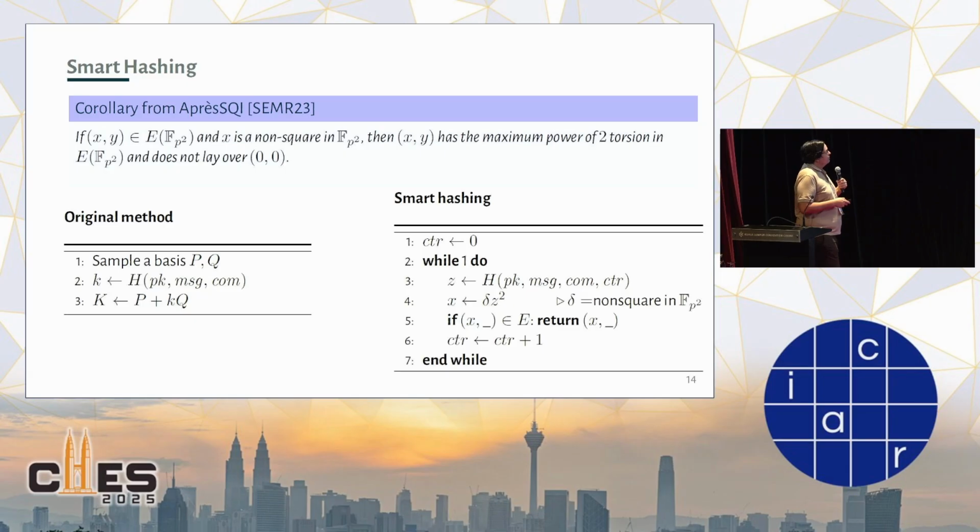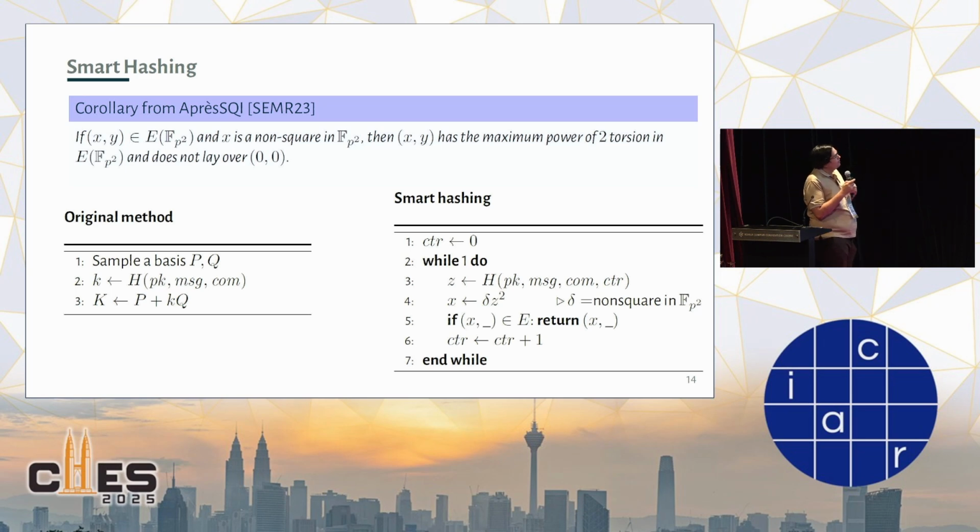The next contribution that we have is called smart hashing. So in order to compute the challenge, we have to have a way to hash into a kernel point that represents an isogeny. The way this used to work is you had to sample a basis P and Q, hash to a scalar, and then compute P plus KQ. We had an improvement that is based on the same ideas as the smart sampling, and the relevant result is this one.